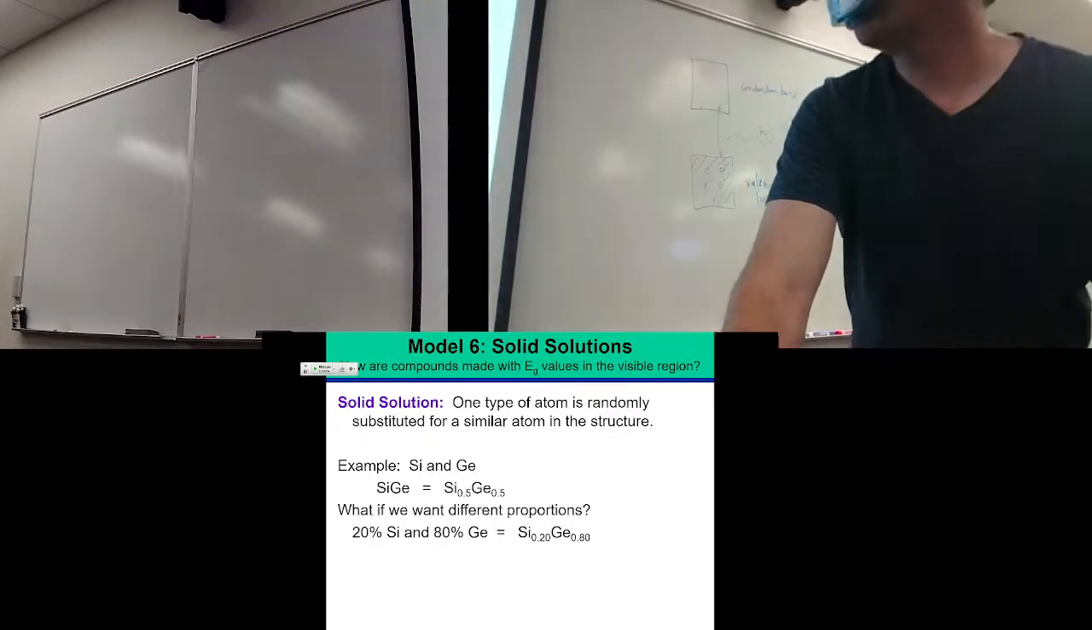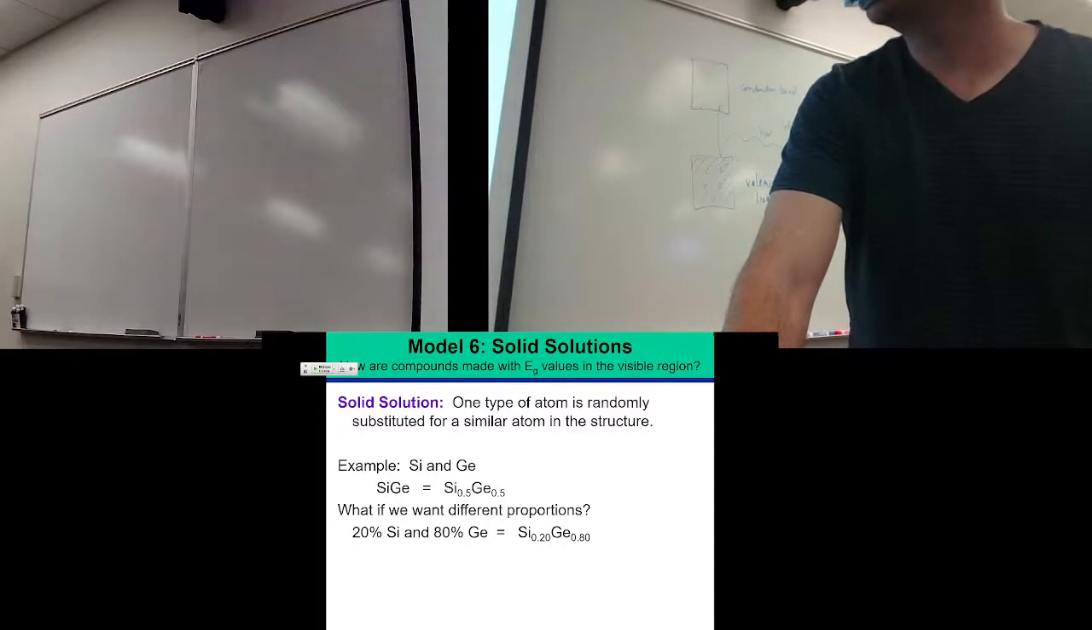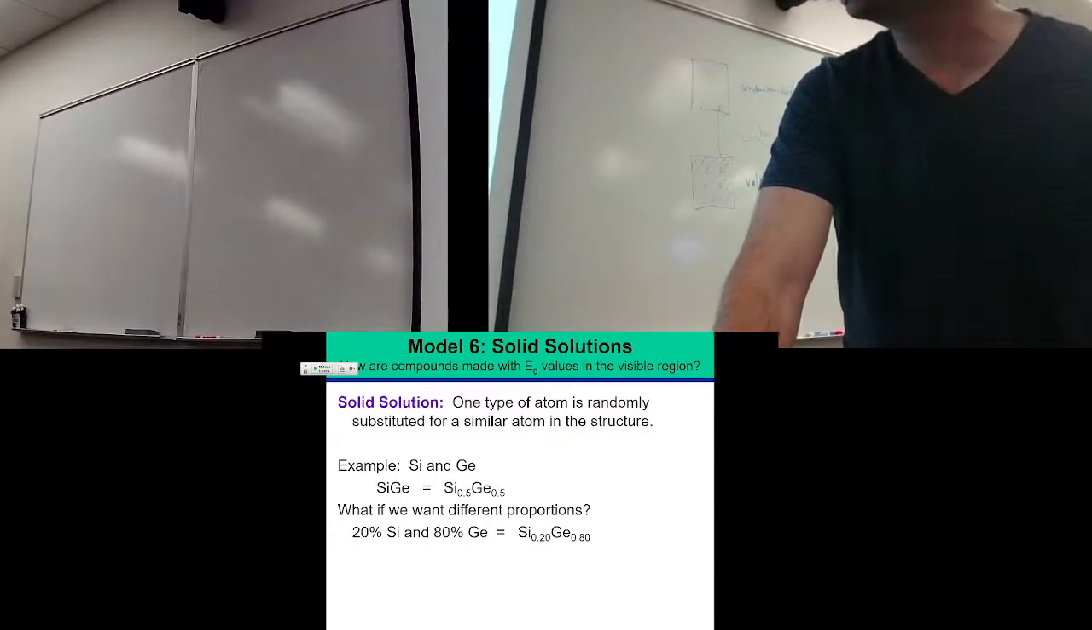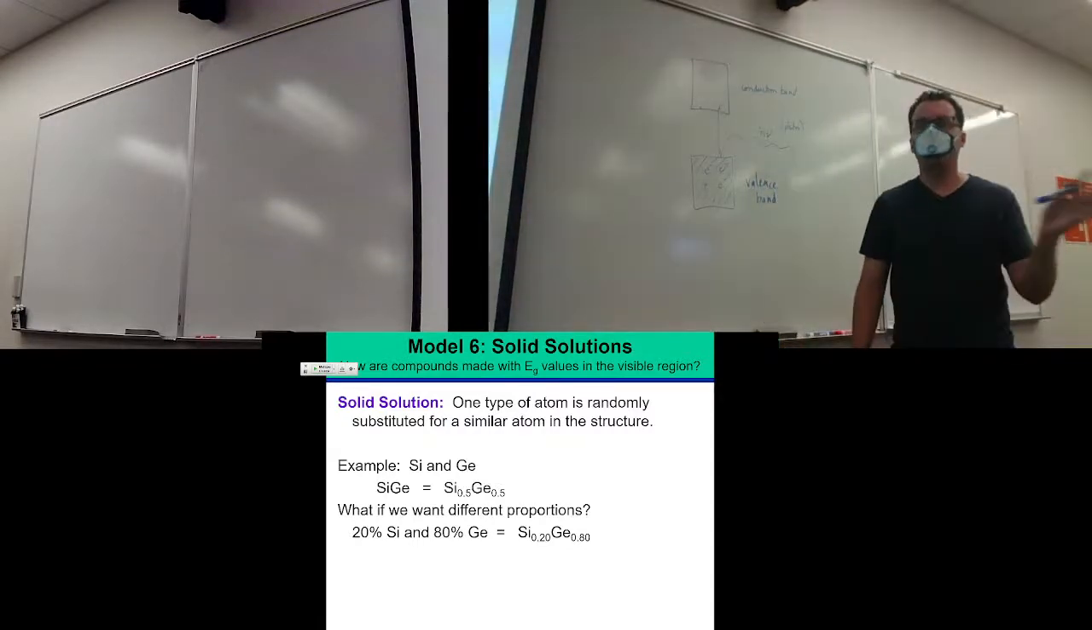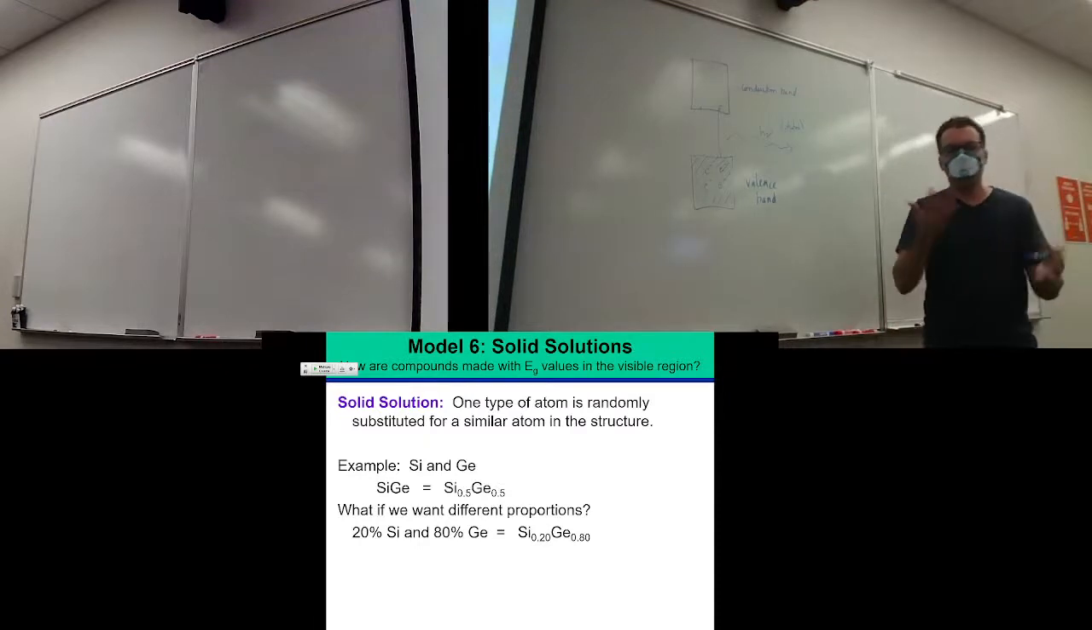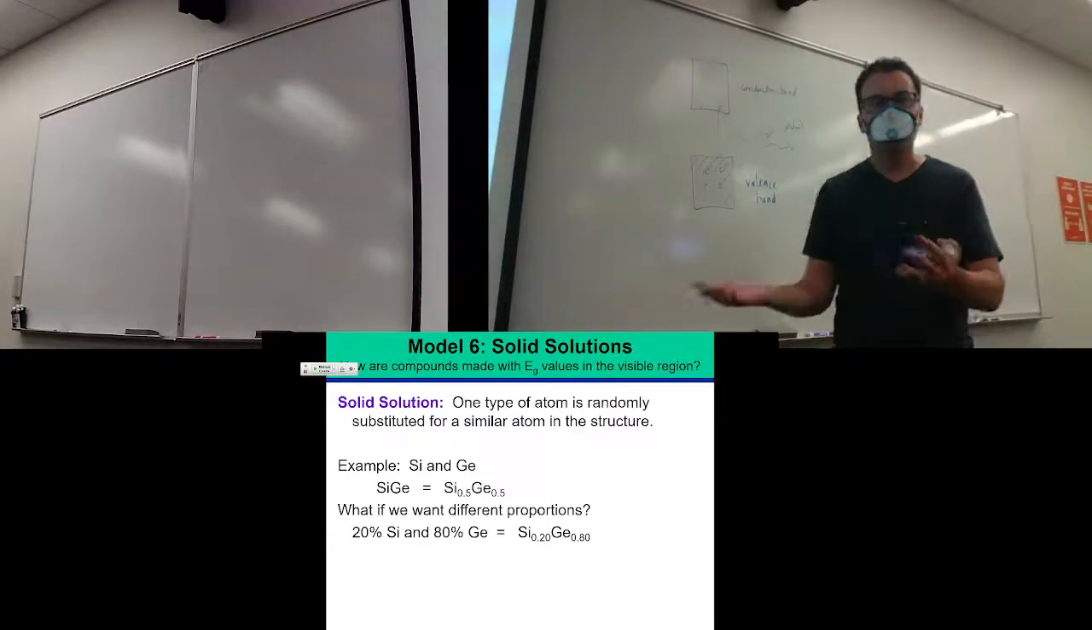I could do any proportion, a quarter, a fifth of silicon and 4/5 germanium. Doesn't matter. And silicon and germanium each have their own band gap, so if we mix them together, we could maybe make a band gap that's somewhere in between.